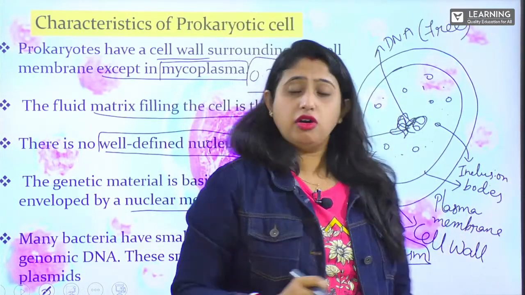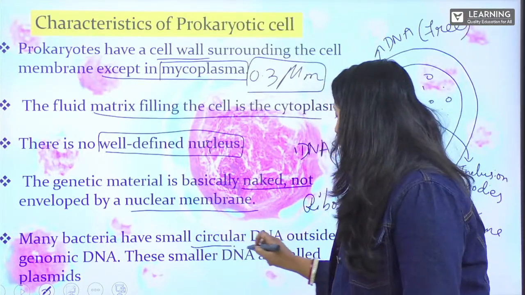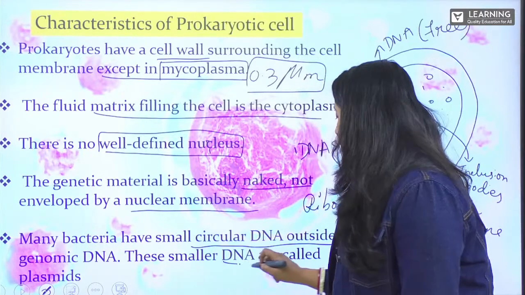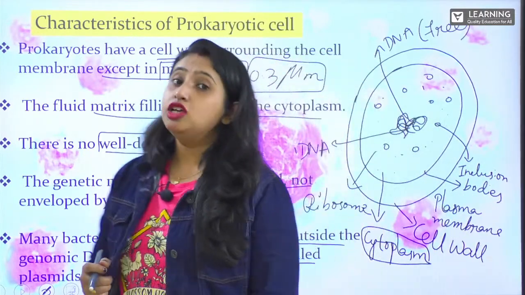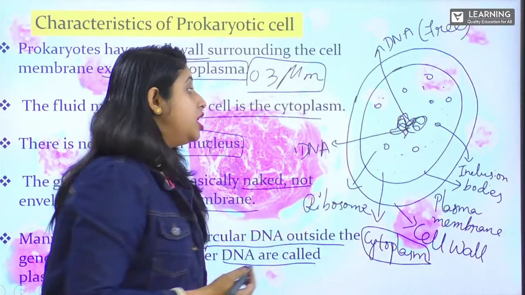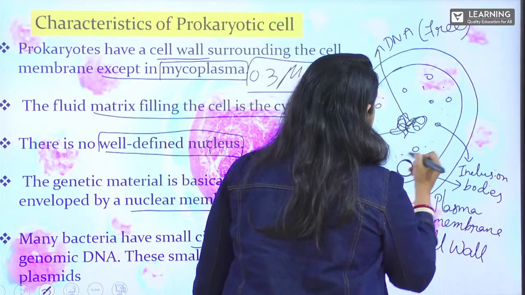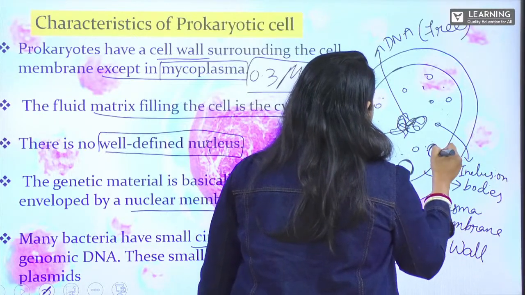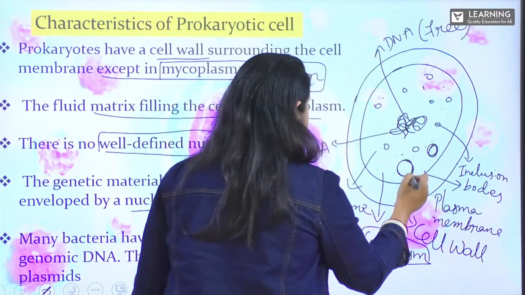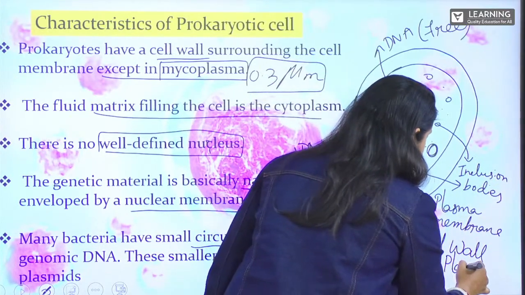So this is all about it, and many bacteria have a small circular DNA outside the genomic DNA, and these smaller DNA are called plasmids. So this is the genomic DNA, right? Outside the genomic DNA, they will have a circular genetic material. What is this known as? These are known as plasmids.